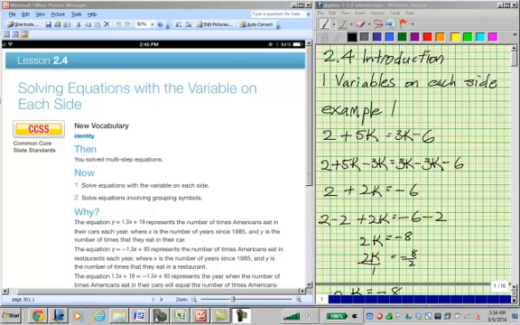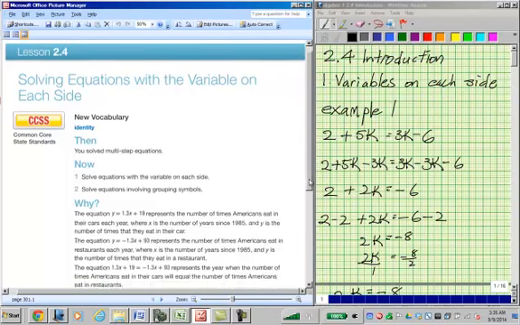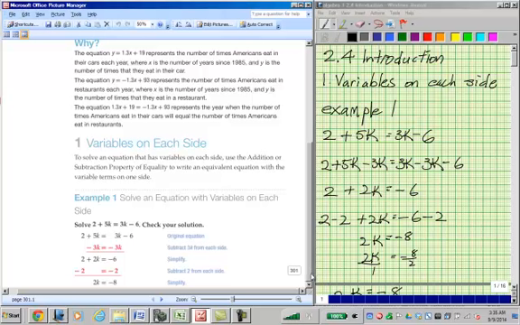This is something you're familiar with and you've probably done many times before. We're just reviewing the procedures. So, solving equations with variables on each side. And let's just proceed to example 1. You can read over this introductory part here. And they start with 2 plus 5k equals 3k minus 6.